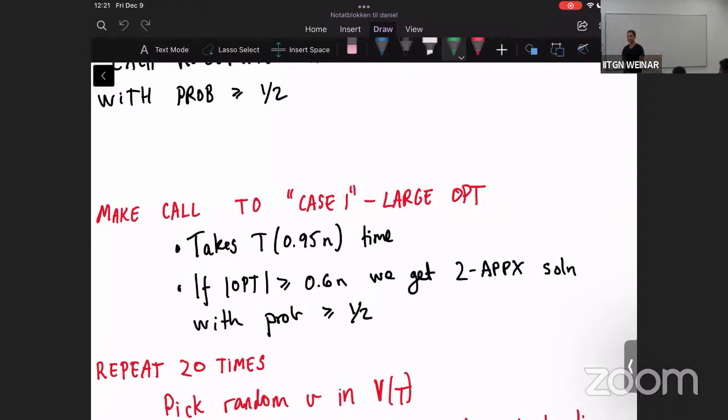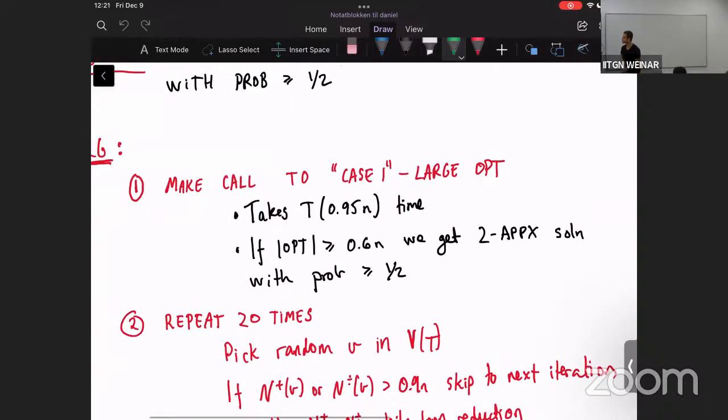Okay, so what are we trying to do? We want to prove that assuming that whenever I make a recursive call, the solution it outputs is 2 approximate with probability 1/2, the probability that this recursive call outputs a 2 approximate solution is at least 1/2. Well, okay, there are 2 cases. Either the size of opt is greater than 60% or it's less. And I don't consider the probability of those two events happening, right? It is one or the other, and the algorithm would succeed with probability at least 1/2 in both cases.